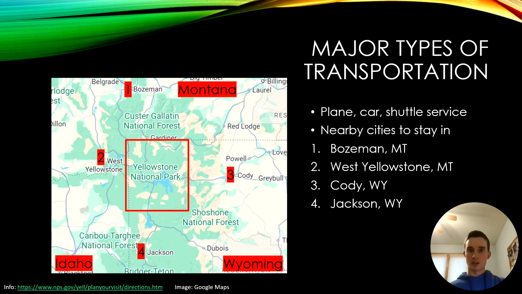Most people travel to Yellowstone National Park by either plane or car, and they'll stay in cities like Bozeman or West Yellowstone in Montana, or Cody or Jackson in Wyoming. Once they get to these cities, they typically travel into the park using either car or the shuttle service.